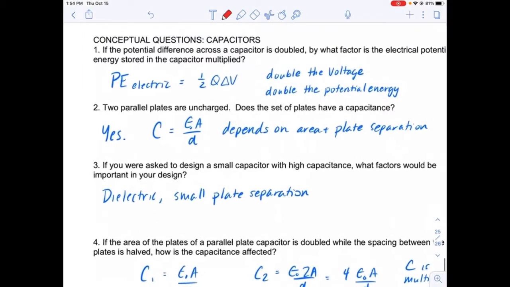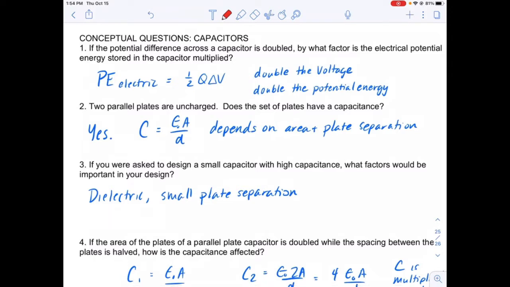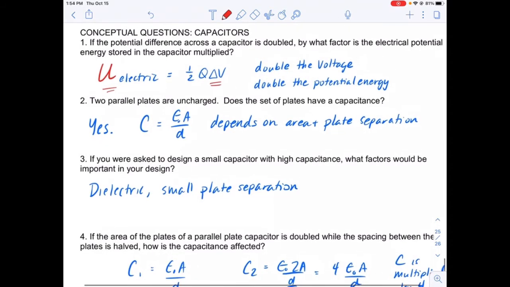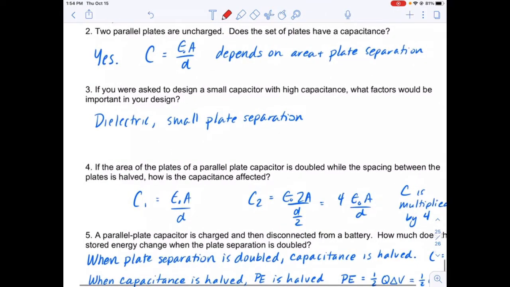Do a few more questions. We're going to look at some conceptual questions regarding capacitors. If the potential difference across a capacitor is doubled, by what factor is the electric potential energy in the capacitor multiplied? So here's the formula. The College Board likes to put a U there. If I were to double the voltage, that would also double the potential energy. That's the idea there, to look at that formula and be able to determine what will happen when you double a quantity.